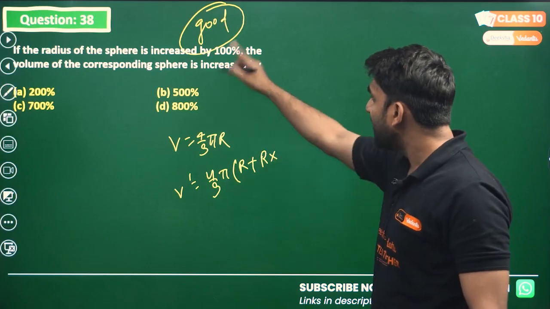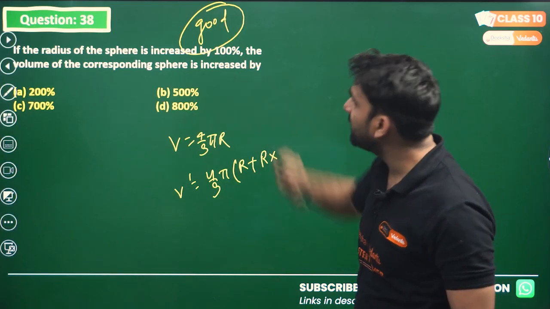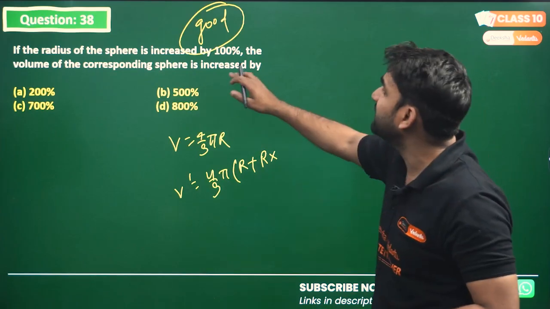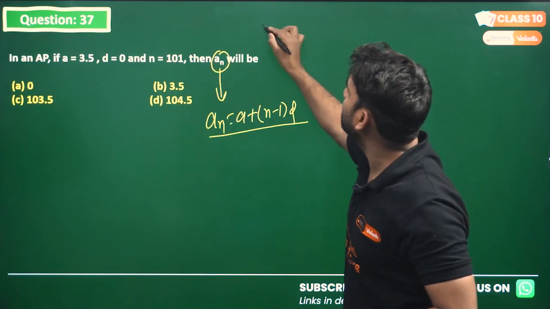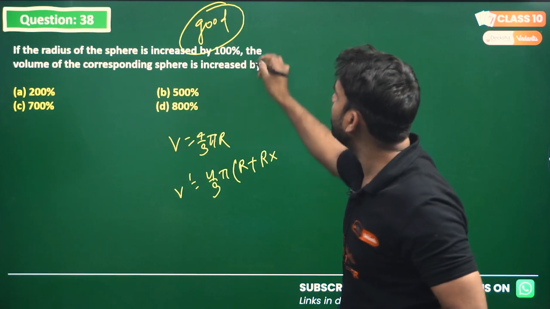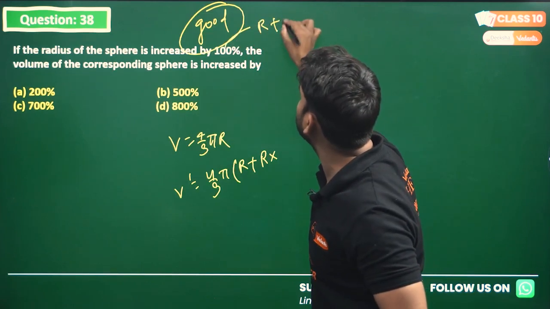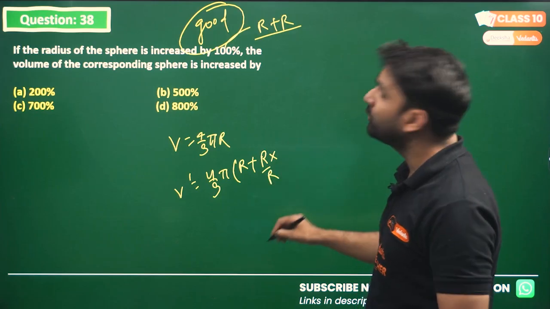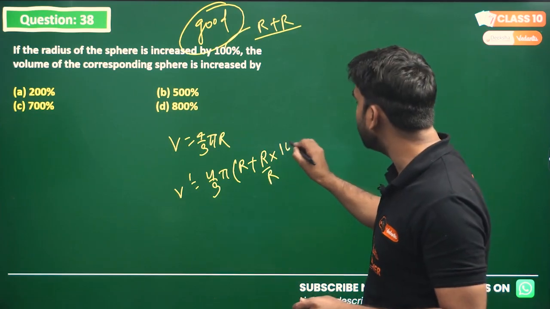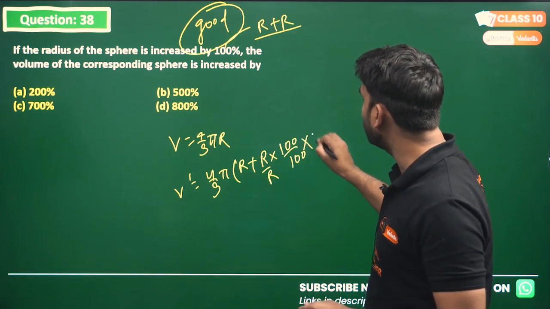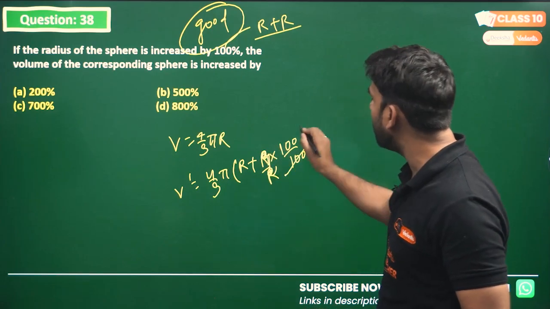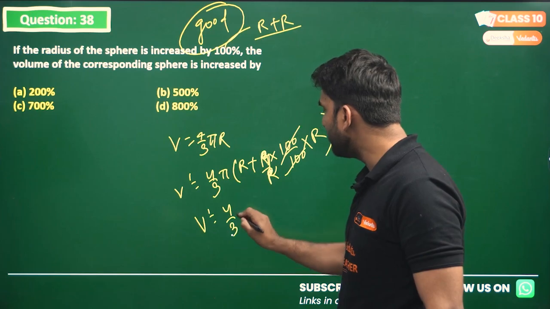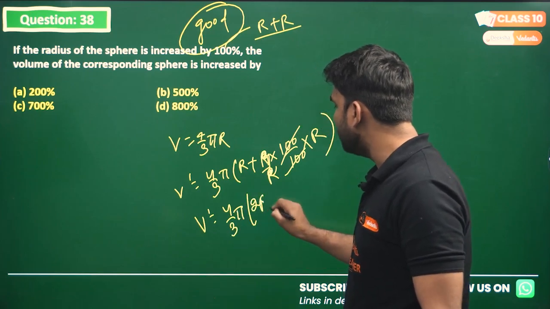r into 100%. This is 100%, means the radius is increased by double, my dear. 100% means the previous radius was r, so the new radius will be r plus r, because 100% means 100 by 100 into r, my dear. So 100 by 100 into r means the radius is becoming double. So the V dash will be 4 by 3 pi, r plus r will be 2r cube.